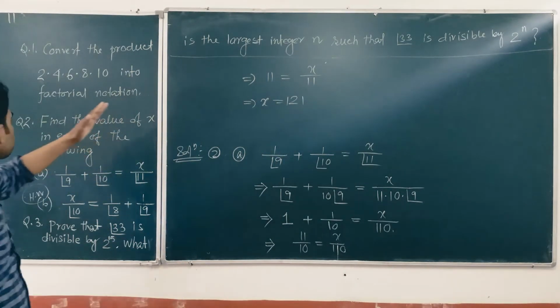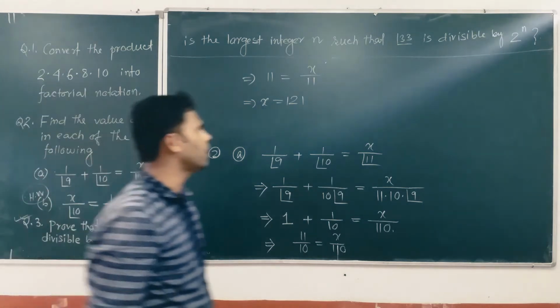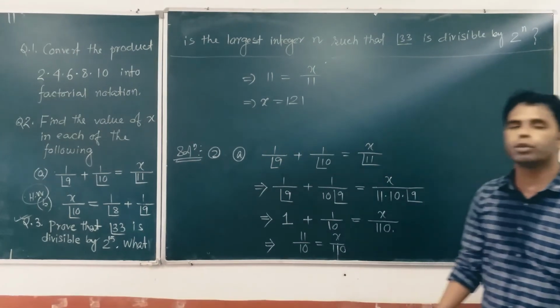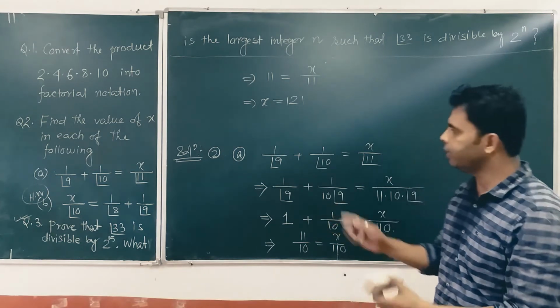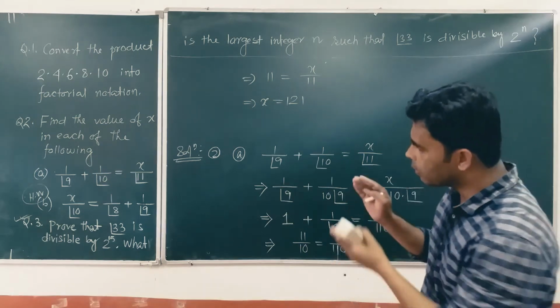Okay, come to the next question. This is an important question. Prove that factorial 33 is divisible by 2 to the power 15. We have to prove that factorial 33 is divisible by 2 to the power 15.